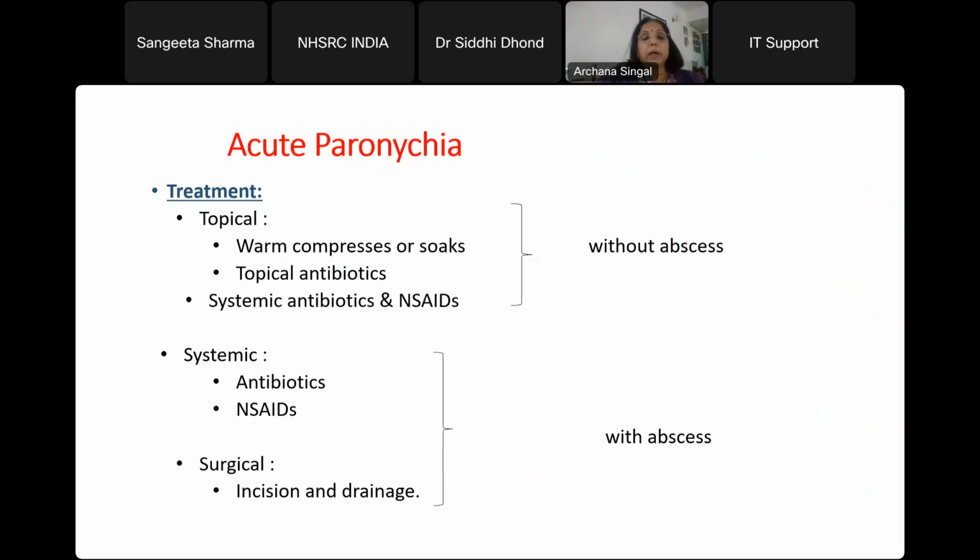So treatment is systemic antibiotic. If there is no abscess, you can give just an antibiotic, but if there is an abscess, you have to do incision and drainage, which can be done with a needle prick also. Next.